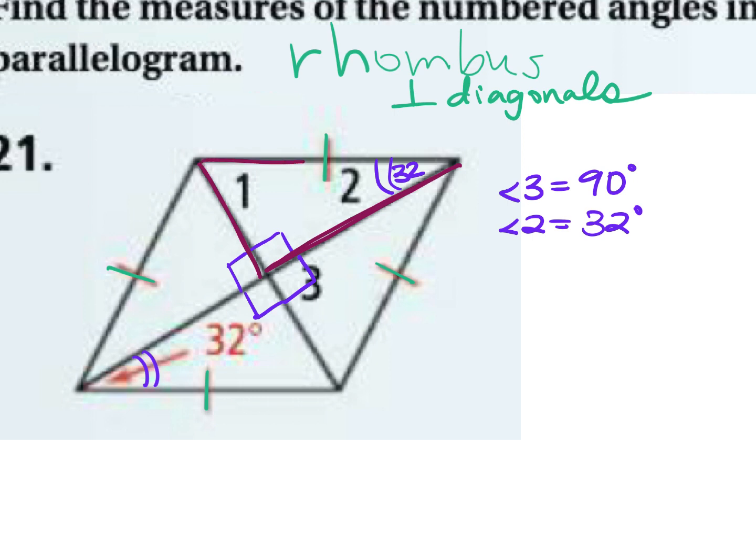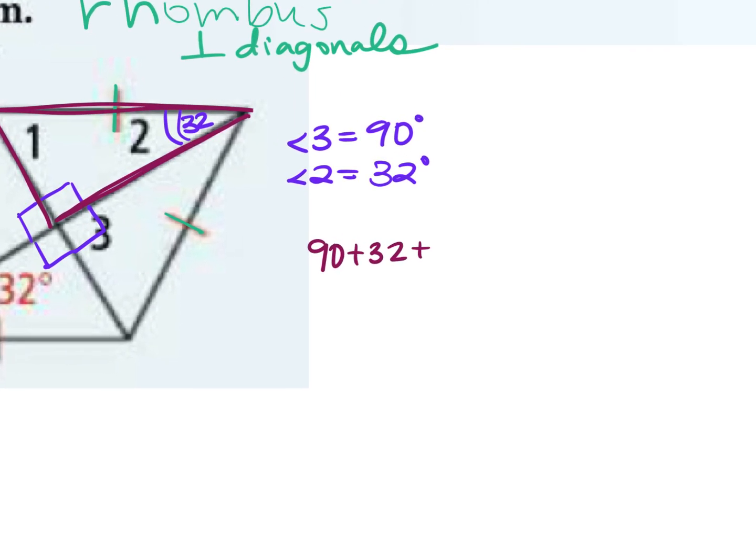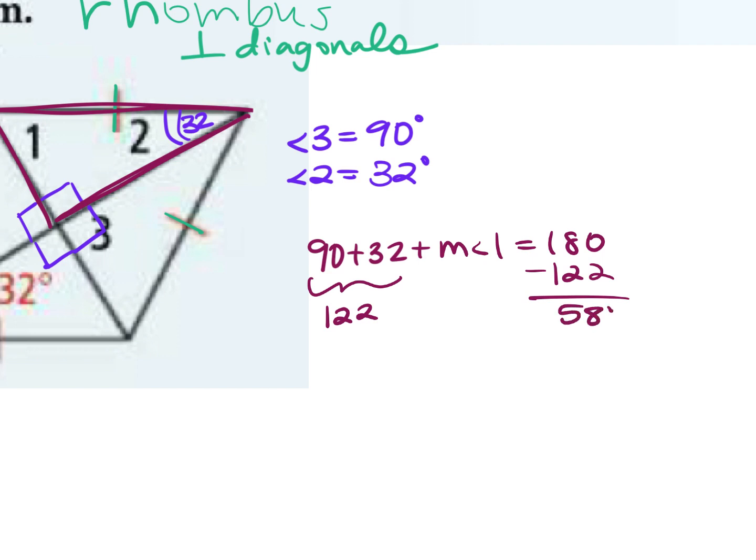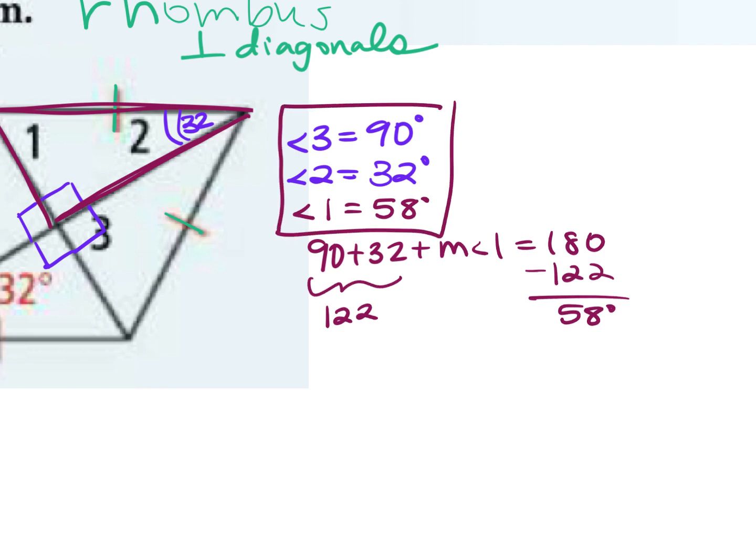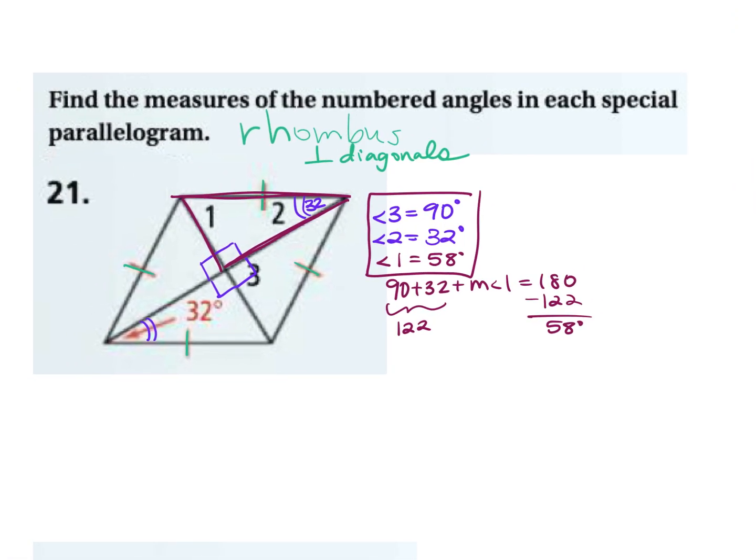90 plus 32 plus the measure of angle 1 should be 180. So take away, this is what, 122? And you get 58 degrees. So angle 1 is 58. Okay, so when it's a rhombus, you always start with the diagonals. Diagonals are perpendicular. Okay.